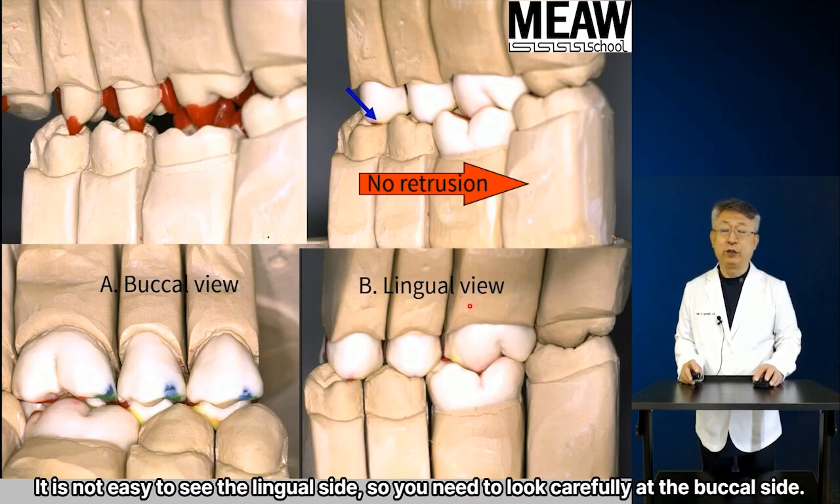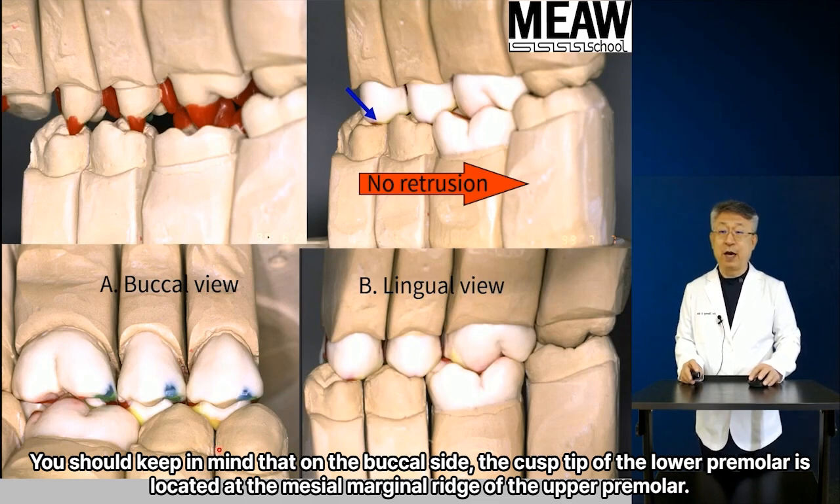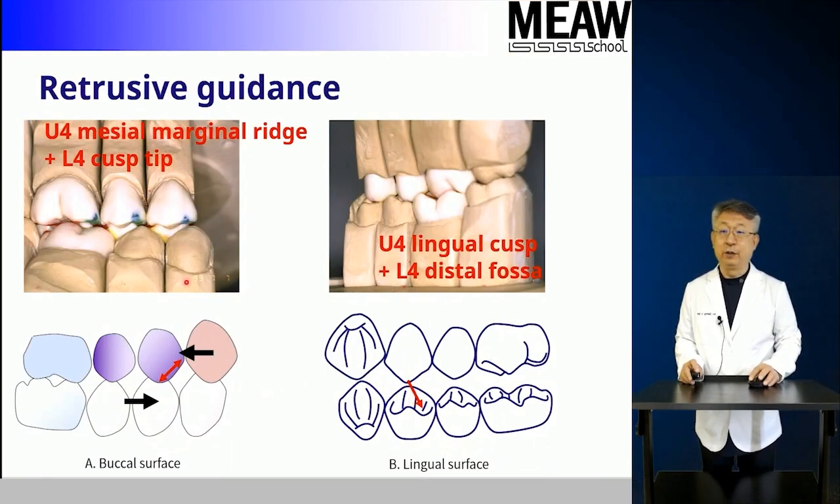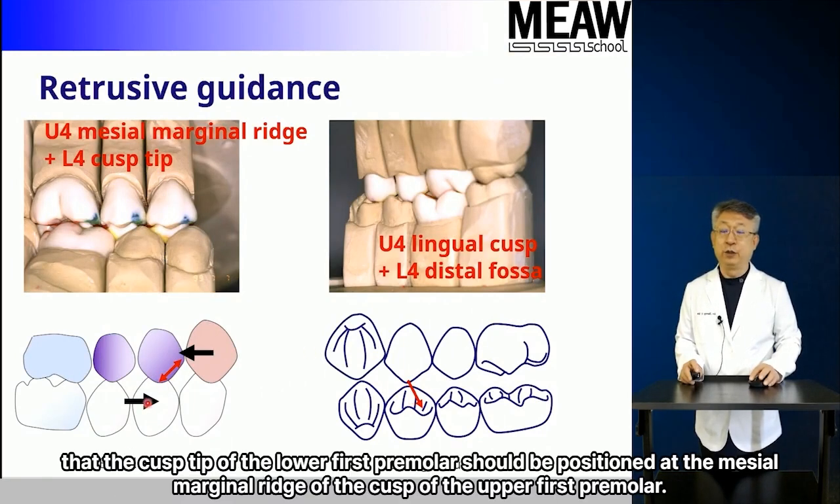It is not easy to see the lingual side, so you need to look carefully at the buccal side. You should keep in mind that on the buccal side, the cusp tip of the lower premolar is located at the mesial marginal ridge of the upper premolar. During orthodontic treatment, it is important to carefully observe that the cusp tip of the lower first premolar should be positioned at the mesial marginal ridge of the upper first premolar.